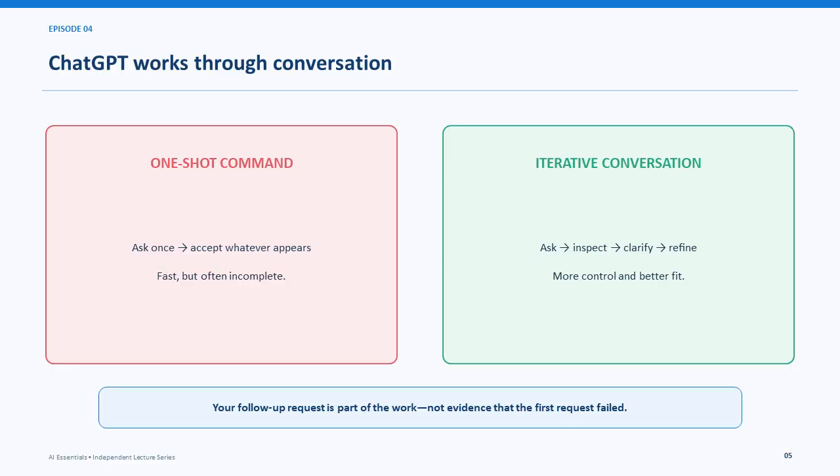ChatGPT works through conversation. A one-shot command asks once and accepts whatever appears, which often produces a fast but incomplete result. An iterative conversation adds inspection, clarification, correction, and improvement. A follow-up request is not evidence that the first request failed. It is a normal part of turning a general draft into work that fits a specific situation.